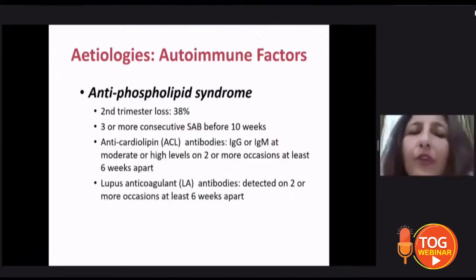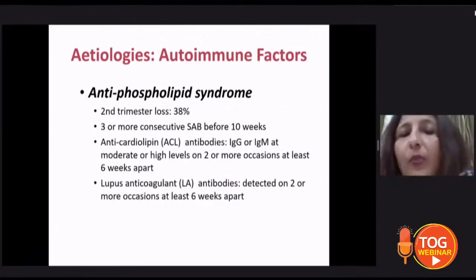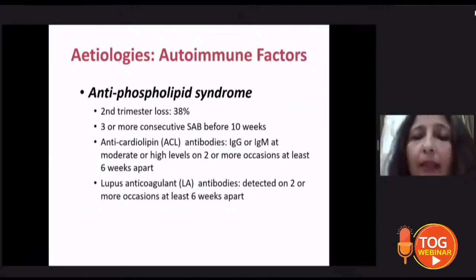Then we have the antiphospholipid antibody syndrome. Here the second trimester loss ranges up to 38%. Three or more consecutive spontaneous abortions before 10 weeks. Then we have the anticardiolipin antibodies, IgG and IgM at moderate or high levels; this has to be tested on two or more occasions, at least 6 weeks apart. Then the lupus anticoagulant antibodies also have to be detected on two or more occasions, at least 6 weeks apart.